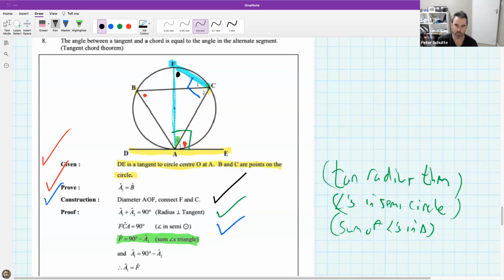I think this red one, A1, is also 90 minus A2. Now let's see if we can understand that. We've got the green right angle and we take away A2, so A1 must be 90 minus A2. If you understand why A1 equals 90 minus A2, just type A1 in the chat.